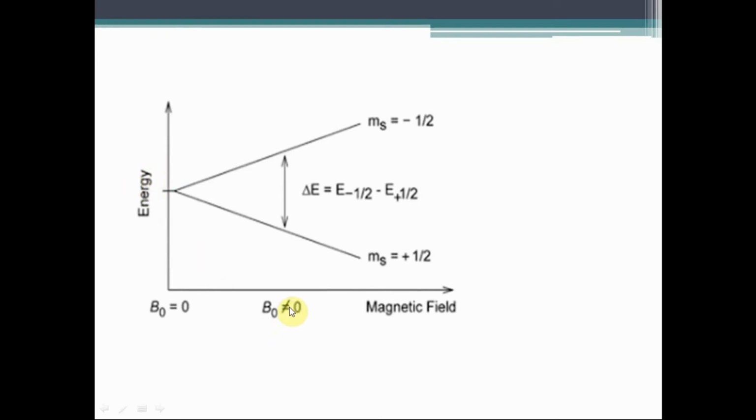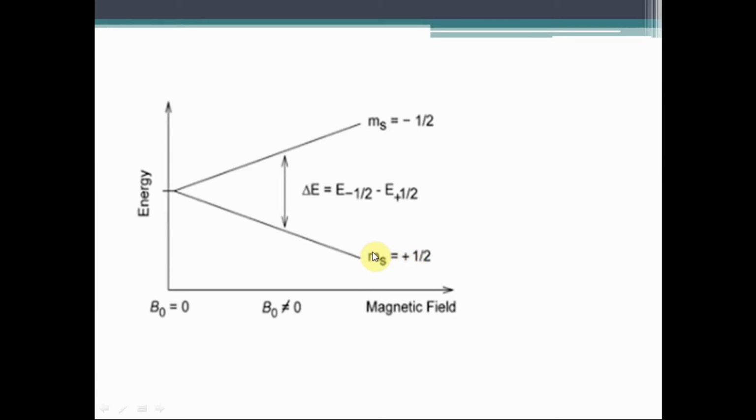Now the protons are aligned in the presence of an external magnetic field. So 2I plus 1 orientations; two orientations are possible for a proton. One is with ms equal to plus half and the other is ms equal to minus half. Plus half means the direction of the applied magnetic field and the direction of the protons are in the same direction, and this is with the lower energy.